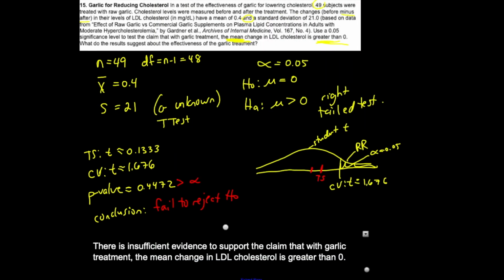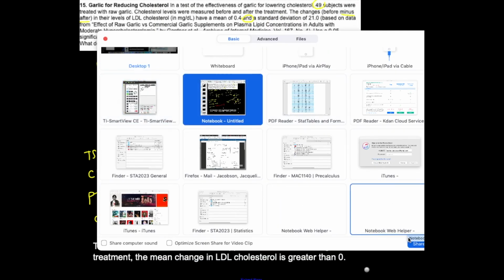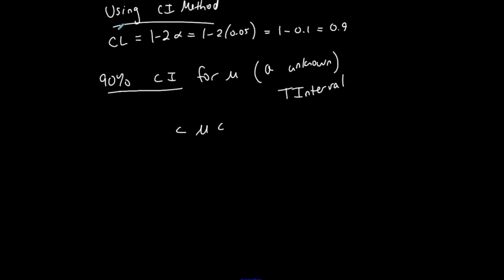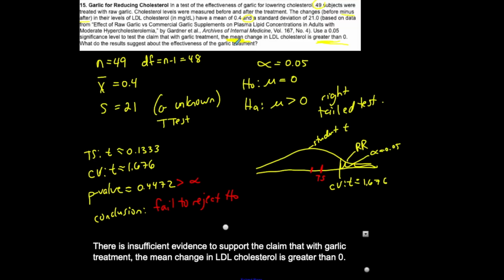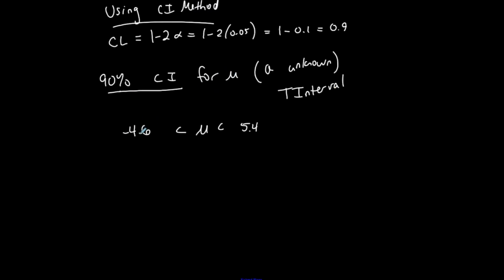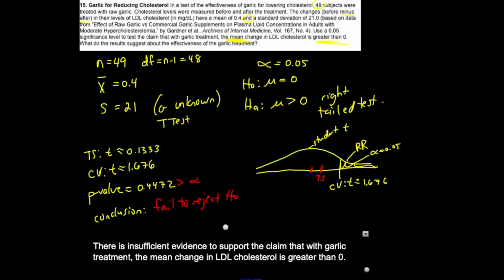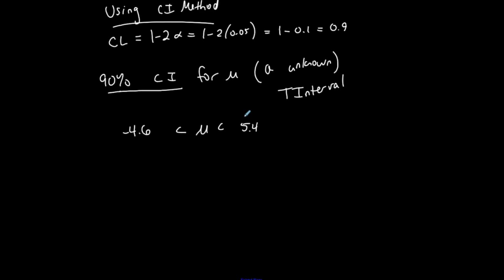So let me go back to my screen here. So my confidence interval goes from negative 4.6 to positive 5.4. This means that we are 90% confident that for the population, the mean change in LDL cholesterol is between this number and this number for the population. Now, how do I know, based on this interval, whether I reject or fail to reject the null? The null says, let me write that here next to it. H0 says that mean is equal to 0, and HA says that mean is not equal to 0.